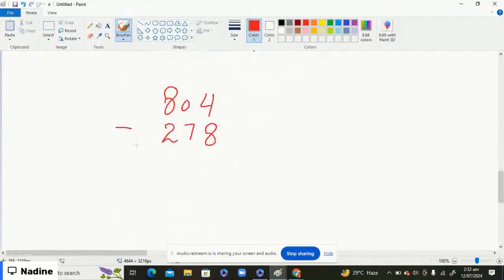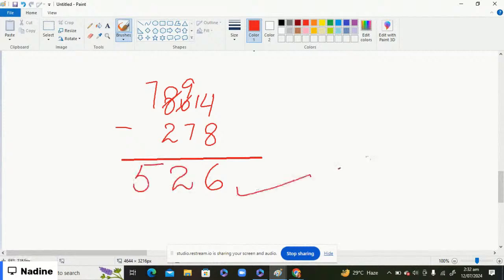278. Got it? So how can we subtract it out? As we know, is 4 out of 8 possible? No. We are taking carry from the 0, but there is 0. So the 0 takes carry from 8, it becomes 10, 8 becomes 7. This 10 is now, 4 is taking carry from 10, 10 becomes 9, and this 4 becomes 14. So now 14 minus 8, what's the answer? 14 minus 8 is 6. 9 minus 7 is 2. 7 minus 2 is 5. This is the answer, 526.